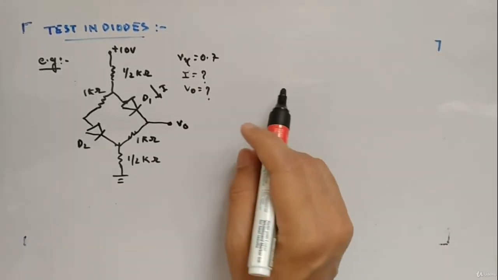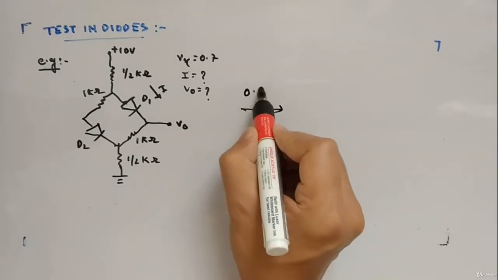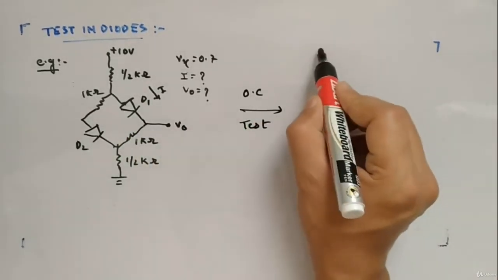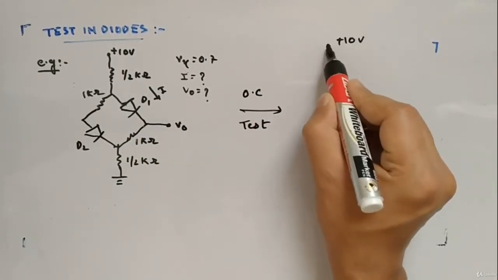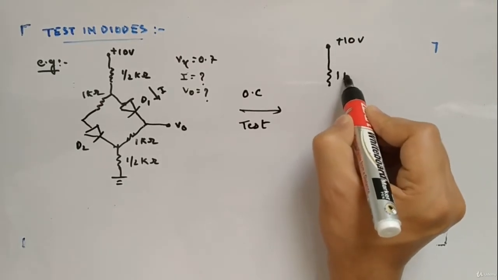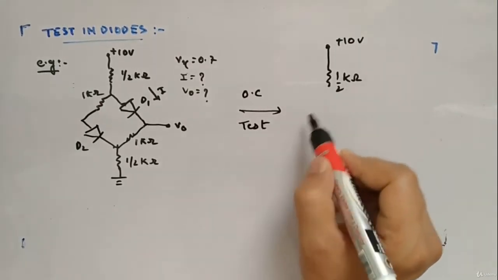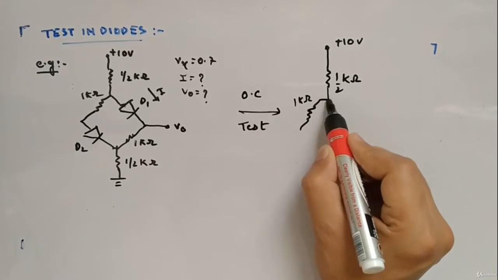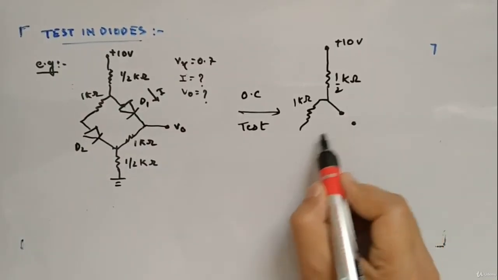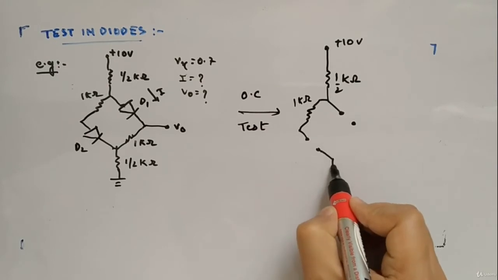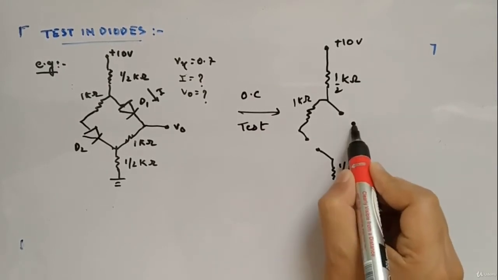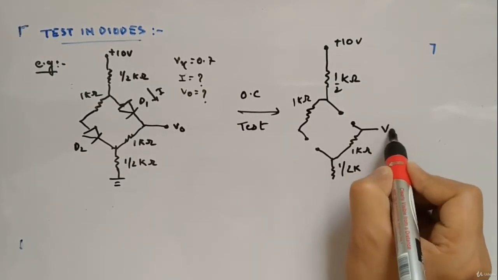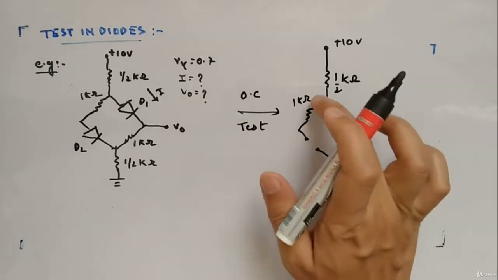Okay, so I will use the open circuit test. I just wanted to show something. So with the open circuit test, this circuit will look like plus 10 volt, this is 1 by 2 kilo ohm, and then this is 1 kilo ohm. This will be open, this will again be open, then this is half kilo ohm, this is 1 kilo ohm. So this is V0.